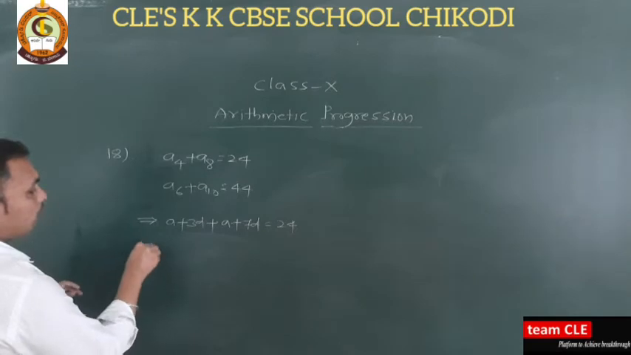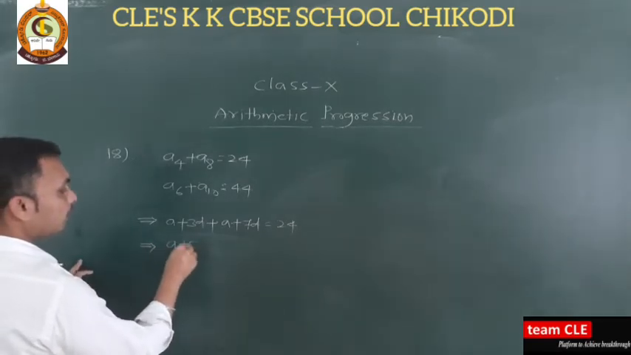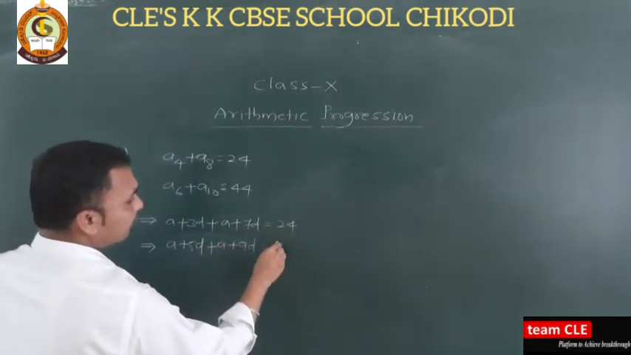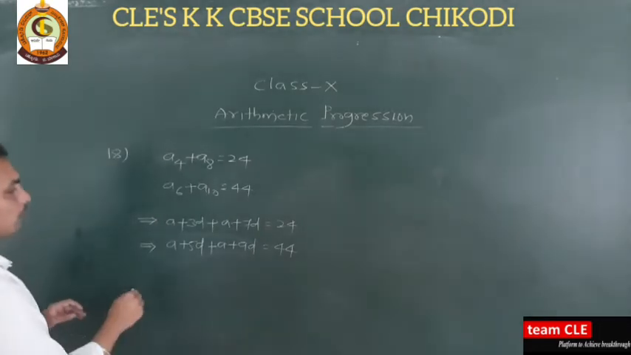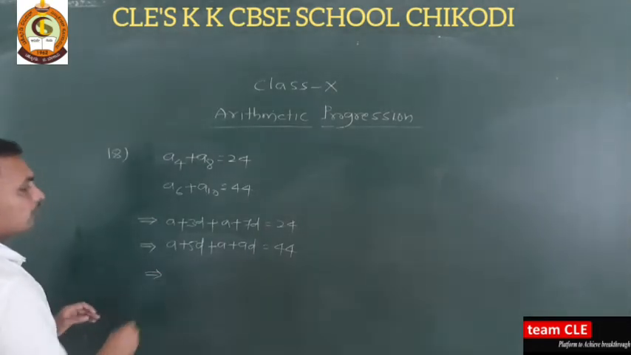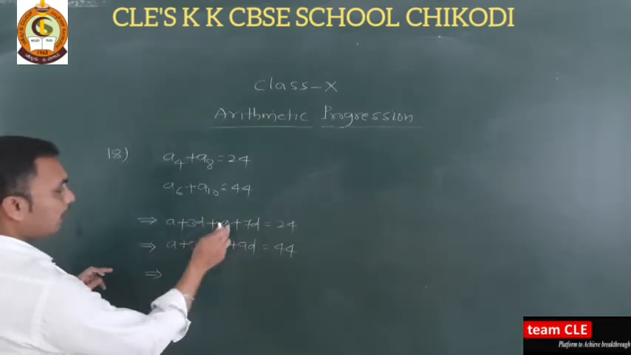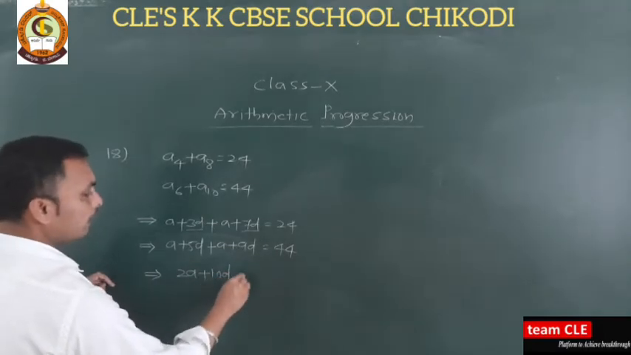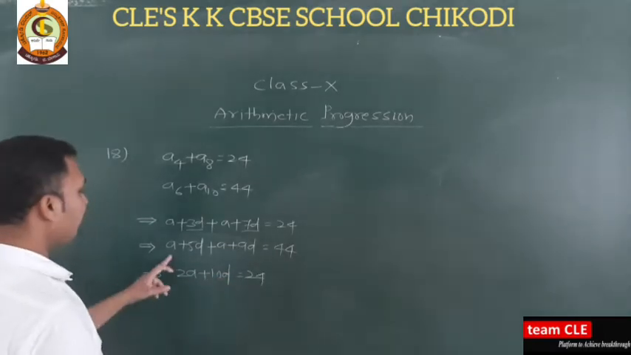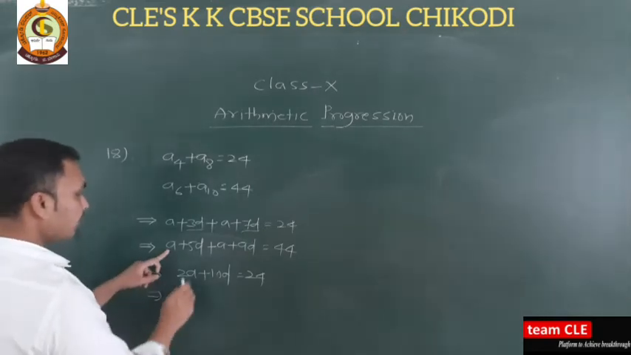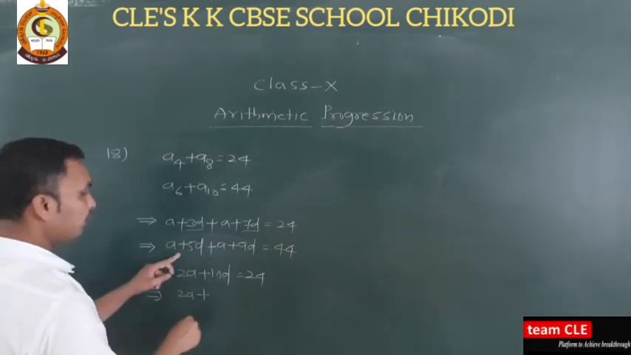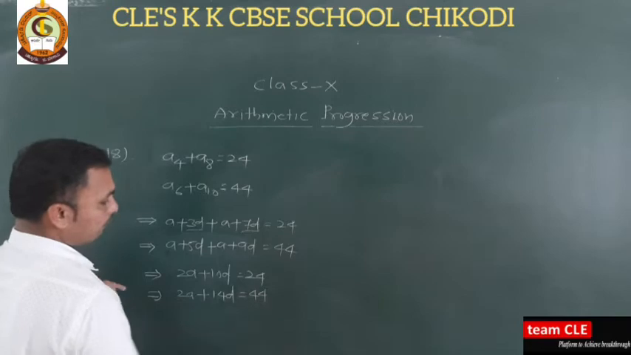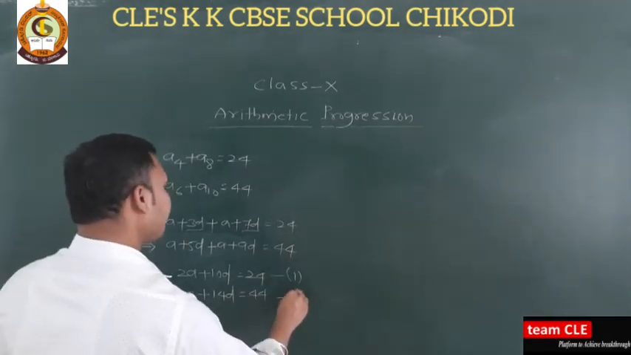Okay. Now this becomes, we have A plus 5D plus A plus 9D is equal to 44. Okay. Now again I'll write here only. So this we can write as A plus A is 2A plus 3D plus 7D will get 10D is equal to 24. Okay. Now again this implies 2A plus 5D plus 9D will get 14D is equal to 44. Okay. These are equation number 1, equation number 2.